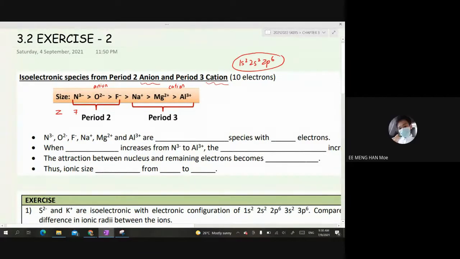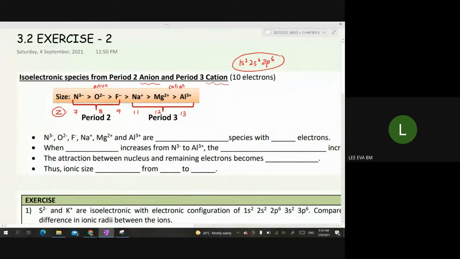8. Fluorine, 9. Sodium, 11. Magnesium, 12. Aluminium, 13. So since all of them have the same number of electrons, we cannot compare electrons. Then we have to look at what differences we can explain. And now, very obviously, the proton numbers are different.